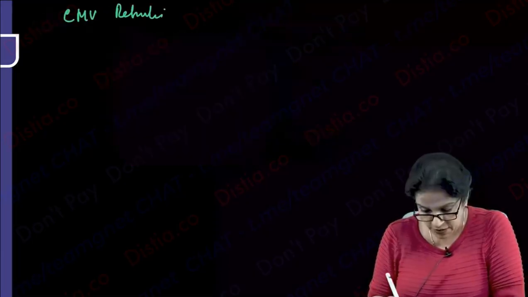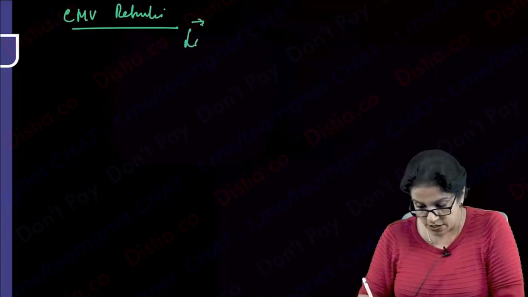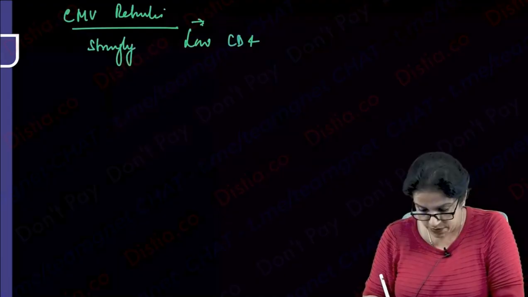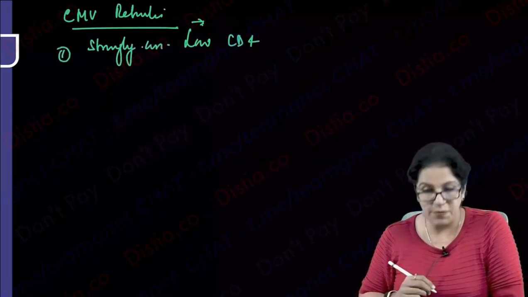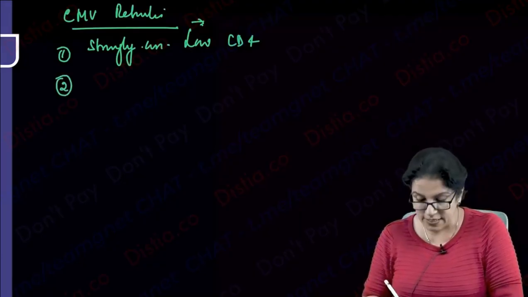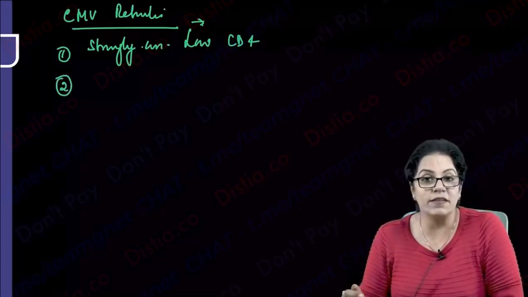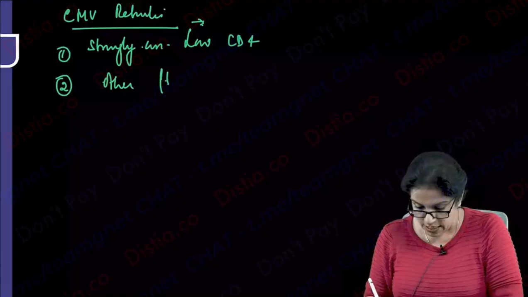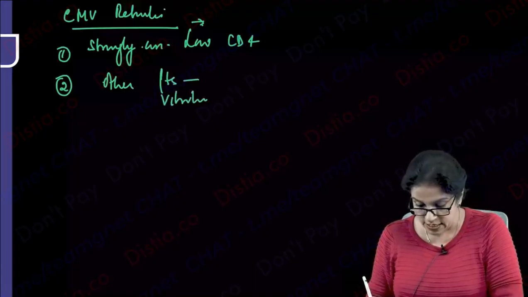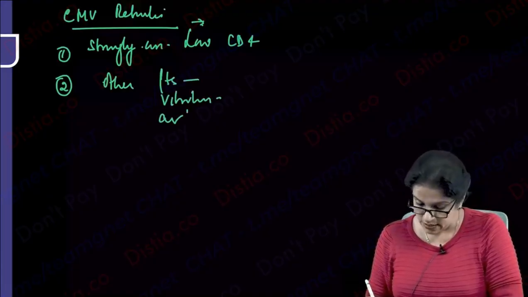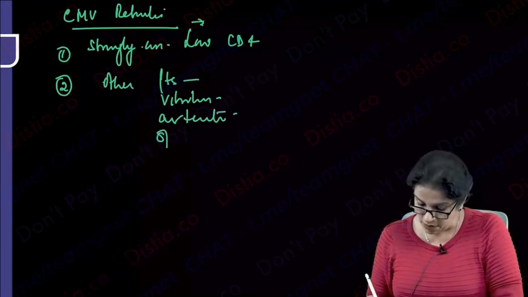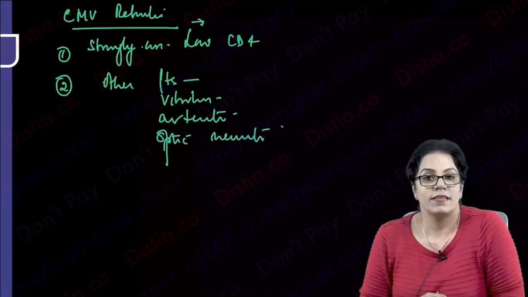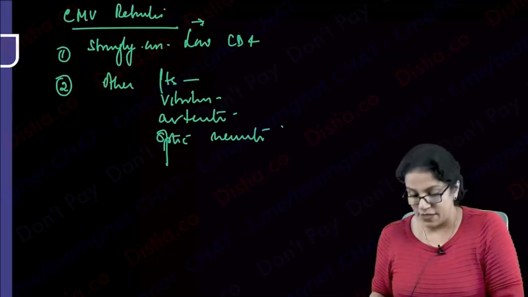This opportunist infection will happen when there is a low CD4 count, strongly associated with low CD4 count. Very important. And apart from the sauce and cheese retinopathy and the retinal manifestation, the other features you may see are vitritis, arteritis and even optic neuritis. So these can be the presentation of CMV.